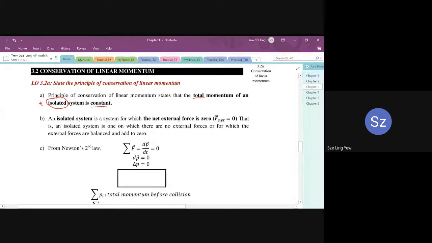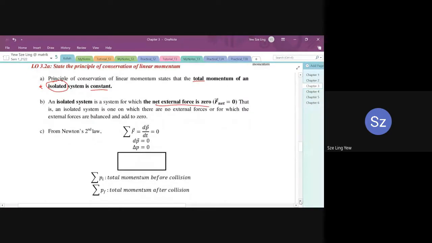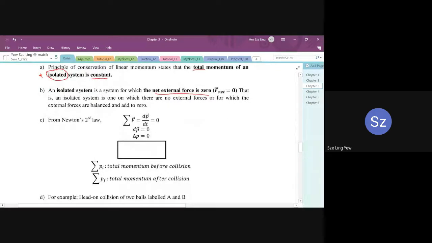So an isolated system is a system for which the net external force is equal to zero. That is what I told you just now. We assume there's no external force. Everything is ideal. An isolated system is one on which there's no external force, or for which the external forces are balanced and add up to zero. So from Newton's second law, we say total force is equal to dp over dt. The change in momentum over time equals zero.